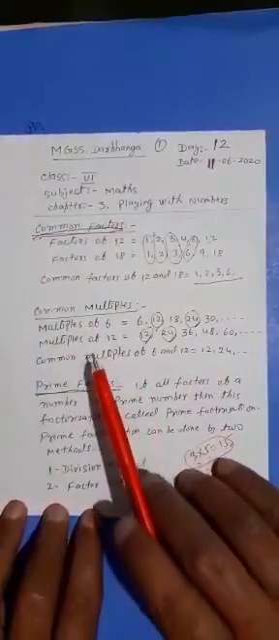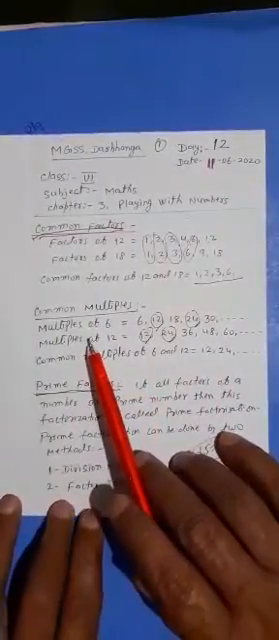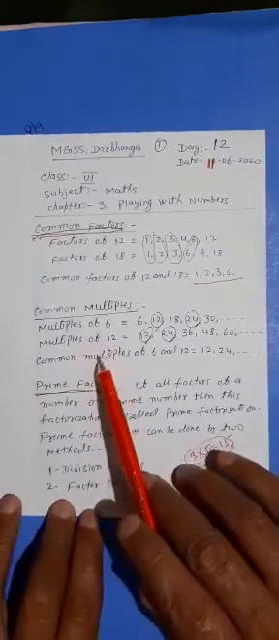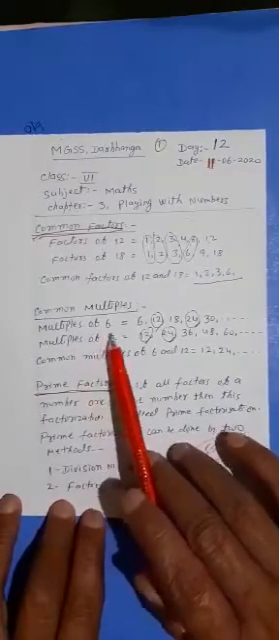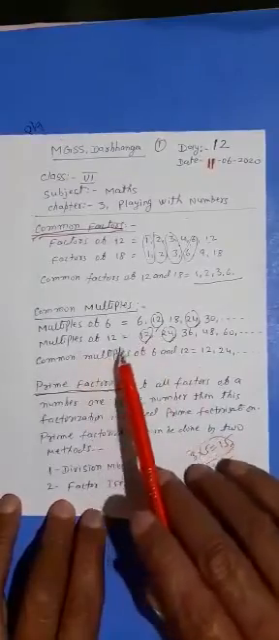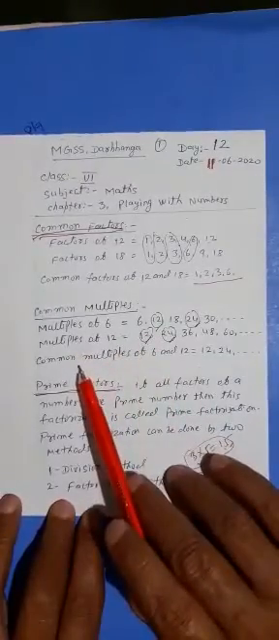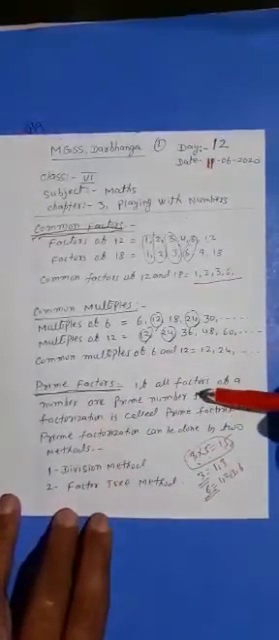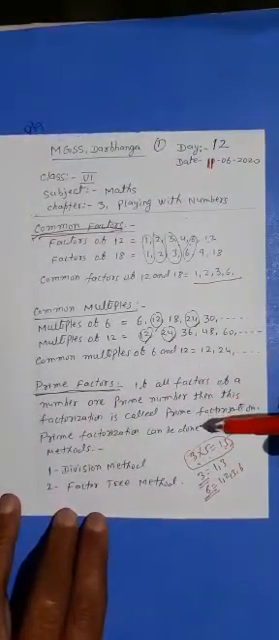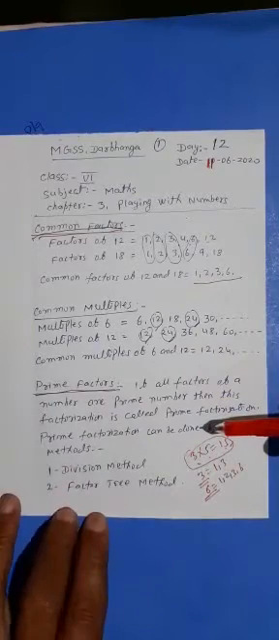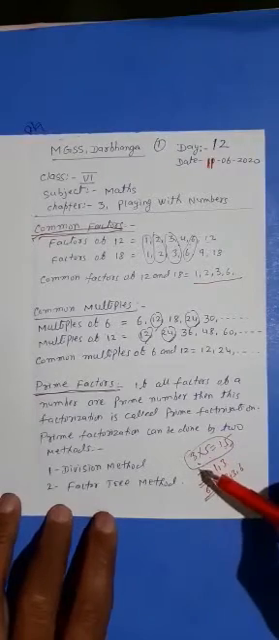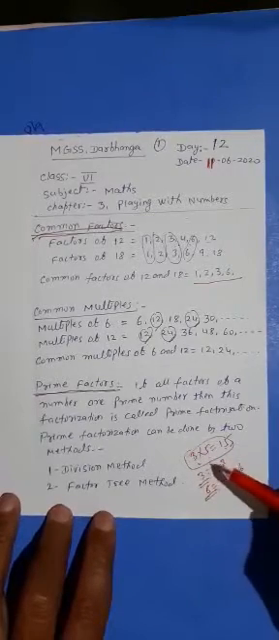Now I think it is clear. If the question will be, find the common multiples of 6 and 12, then we shall write multiples of 6, then multiples of 12, and then we shall select common multiples. Now prime factors. Prime factors means factors we know. Factors of any given number which are prime numbers are known as prime factors, and prime means that the factor should be a prime number.